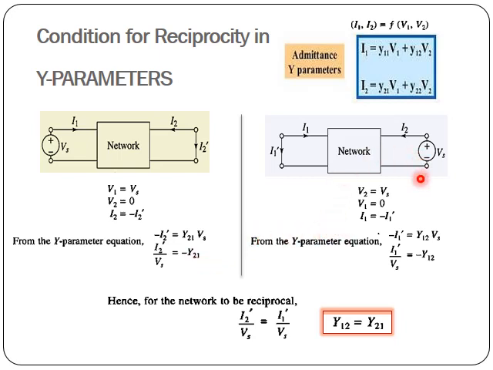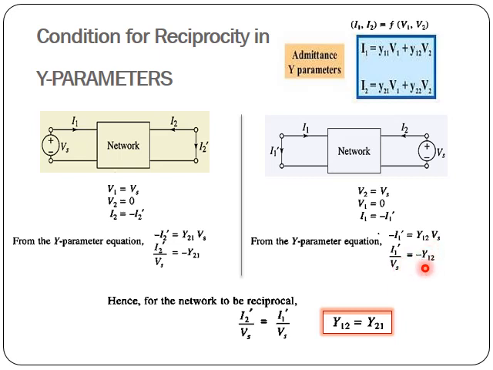Similarly, for this network also, the voltage at port 2 will be equal to Vs, that is the excitation. V1 will be equal to 0, short circuited terminals, and I1 will be equal to minus I1 dash because of the direction of current, as you can see. Now again, using these two equations, I1 dash upon Vs is evaluated as minus Y12.